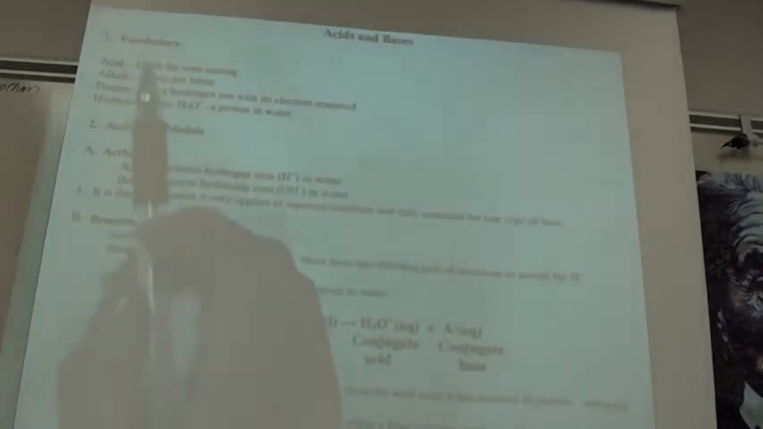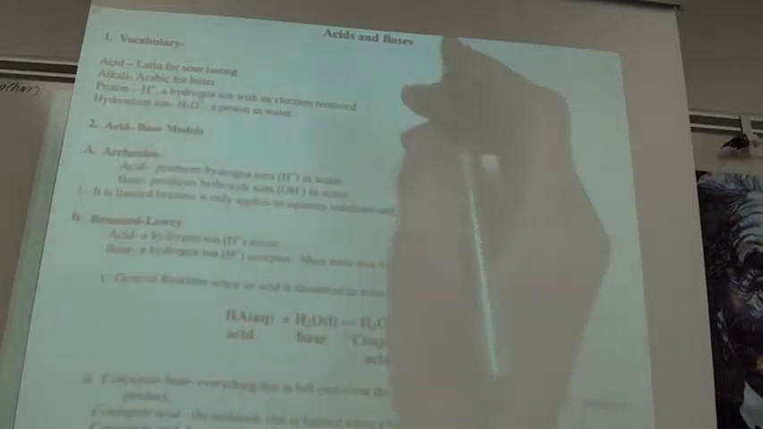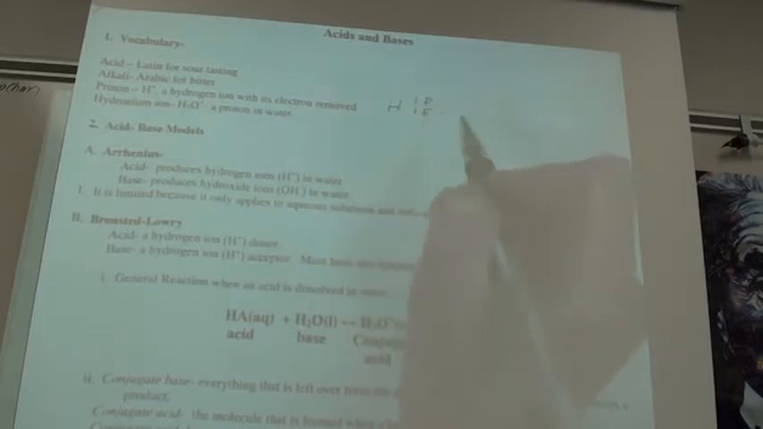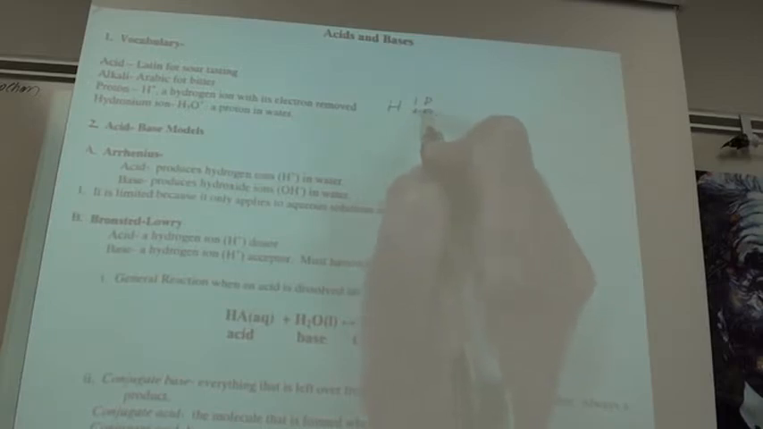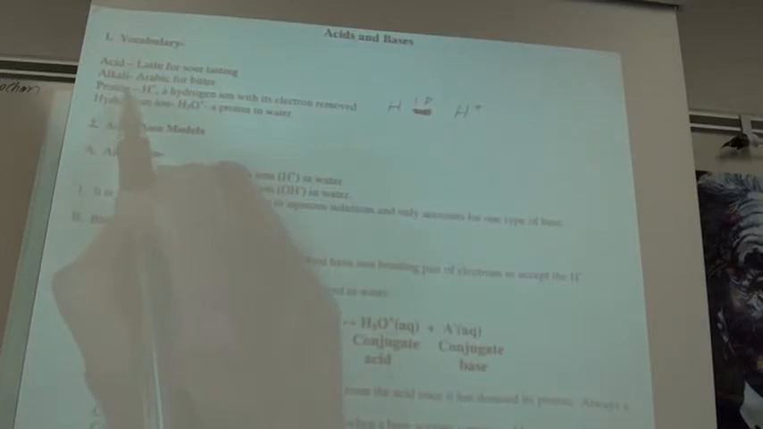Okay, so a proton is the same as a hydrogen ion. A hydrogen ion, if you recall, hydrogen has one proton and one electron. Most hydrogens have no neutrons. So when you get rid of the electron, it becomes nothing but a proton. That's it. So that's why they call it a proton.